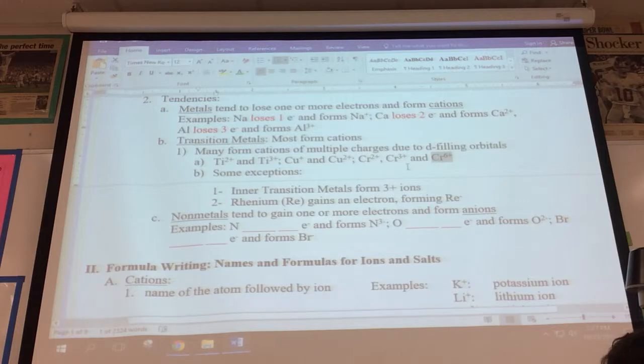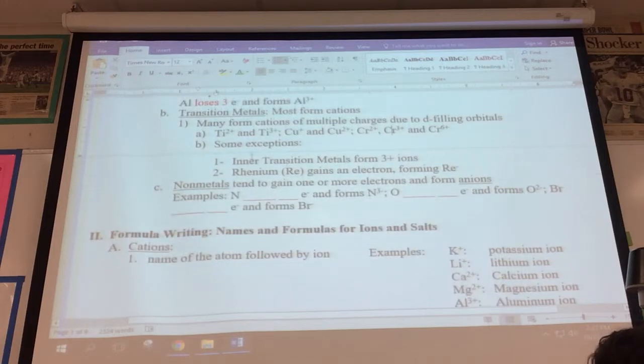I do recommend it. In any event, transition metals can form ions of multiple charges because not only does it lose its valence electrons, it also can lose electrons from d orbitals. There are some exceptions to those cations. We're really not going to get into them. The inner transition metals are all 3+. We're not going to deal with them, so we're not going to worry about it.